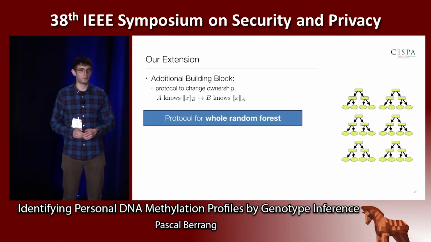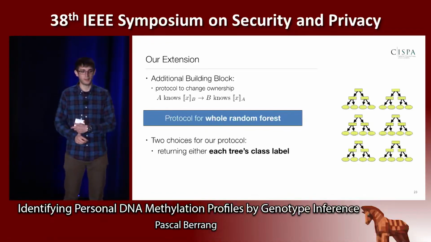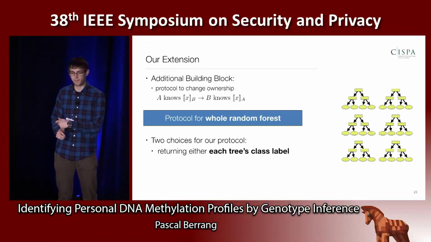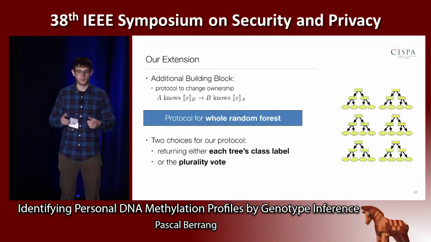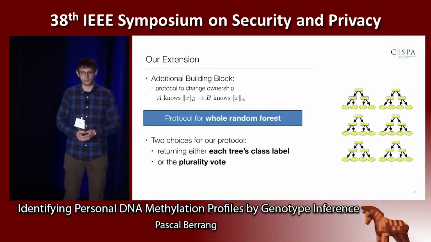And we also provide 2 different choices in this protocol. The first choice is either our protocol that can return each tree's class label individually, or it returns only the plurality vote over all the trees. So you have a choice between giving out more information about your trees, but giving the doctor the ability to have a more precise diagnosis.